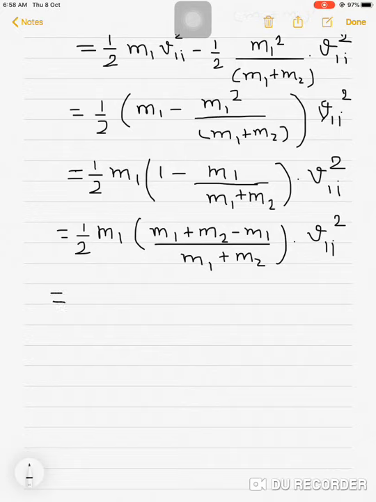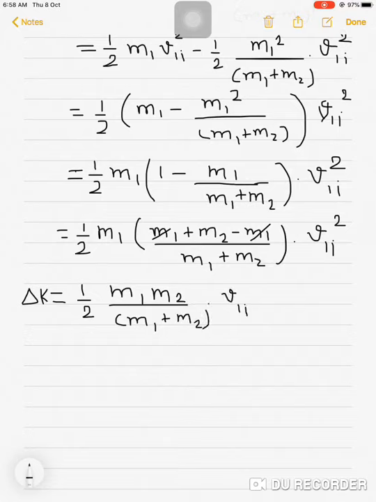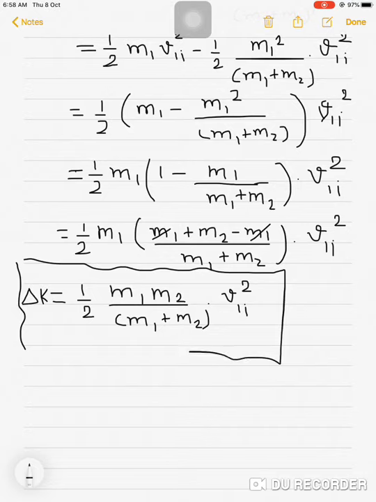So here we will have the answer: the loss in kinetic energy is 1 by 2 m1, and this m1 cancels out, so m1 into m2 upon m1 plus m2 into v1i square. So this will be the loss in kinetic energy. Now this was the case in which we considered inelastic collision.